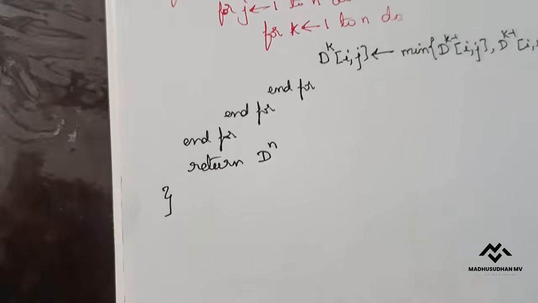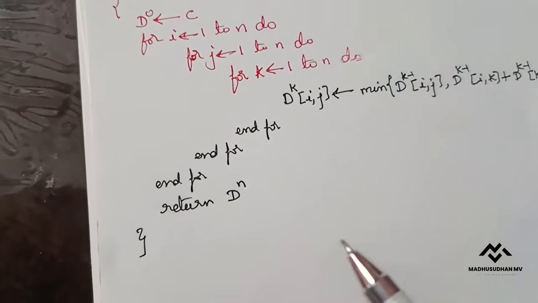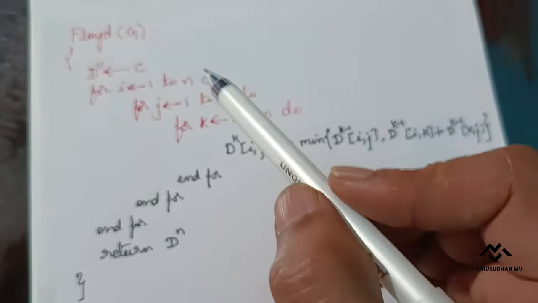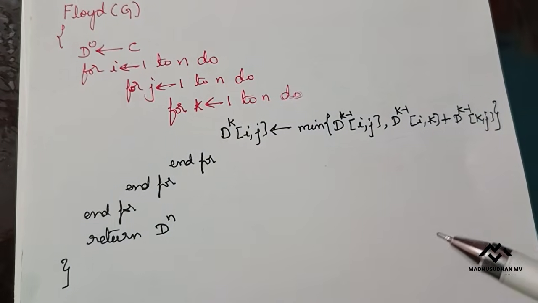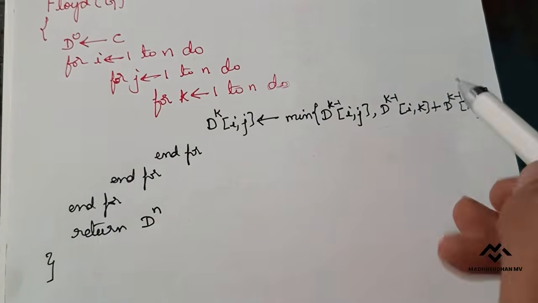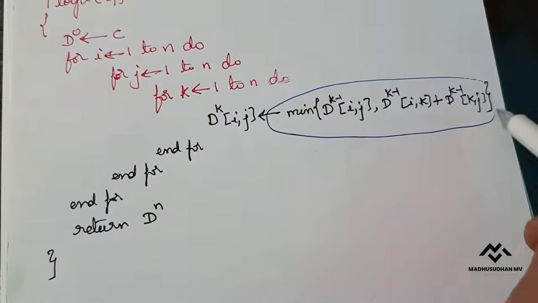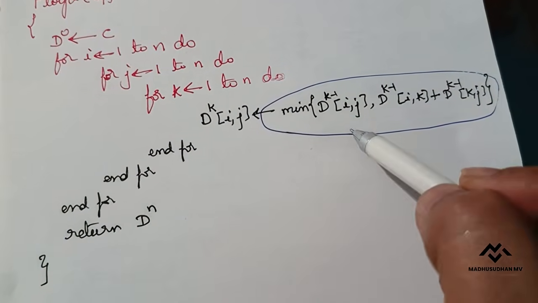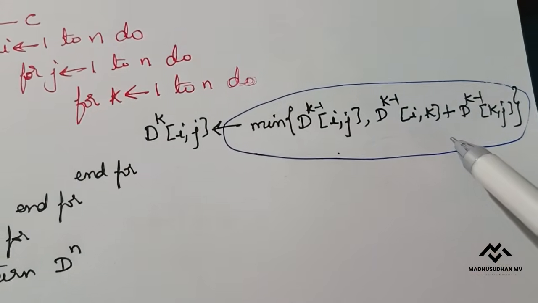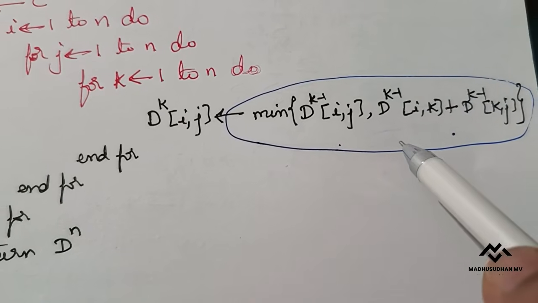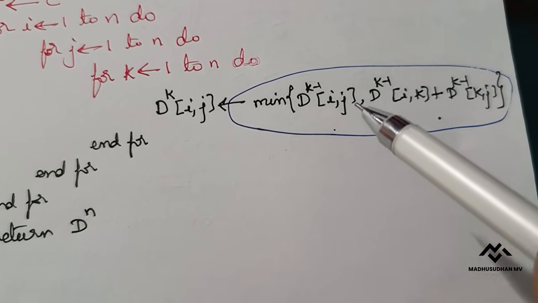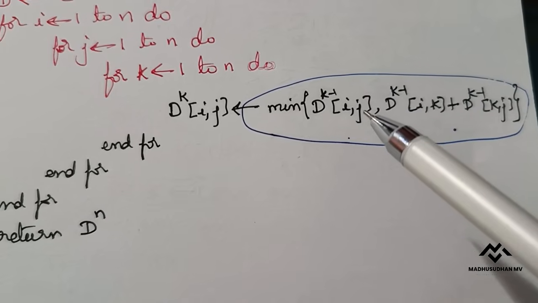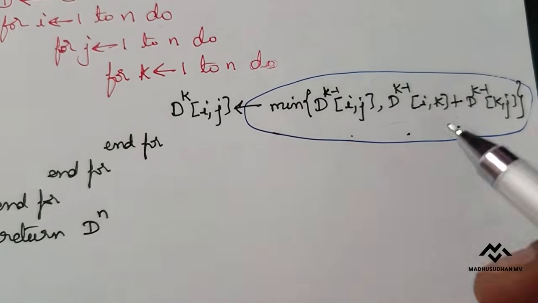Again, the analysis is very simple. The problem size is the number of vertices given in the graph, and the basic operation is the only operation we are doing: finding whether the edge is minimum or the path is minimum. This is the basic operation. For almost all graph related problems, there is no best and worst case. We need to find only the average case.